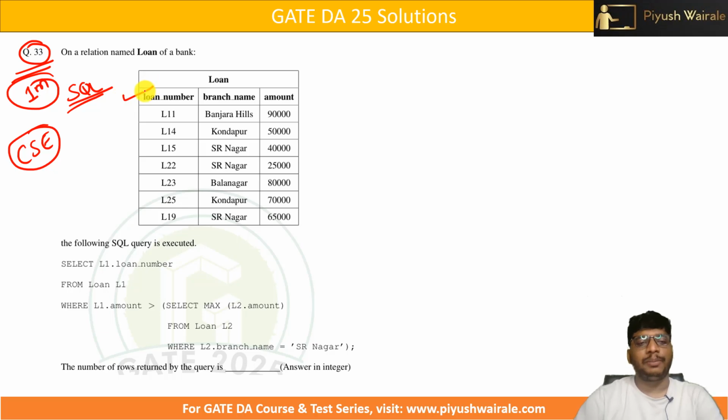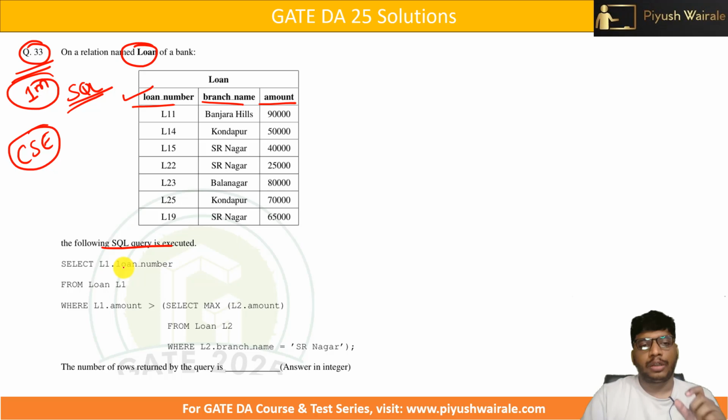They will give one or two tables. They will give the SQL query. You need to find out either the output or the number of rows returned by this particular query. That's it. Here you can see we have a loan table. We have three attributes: loan number, branch name, and the amount. The following SQL query is executed.